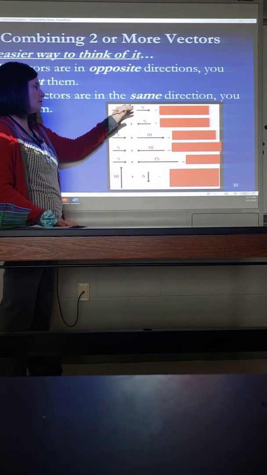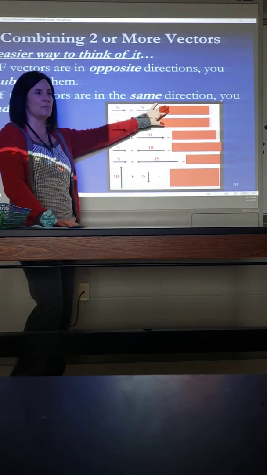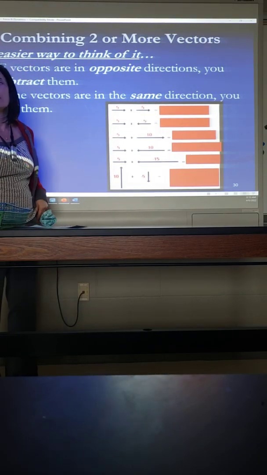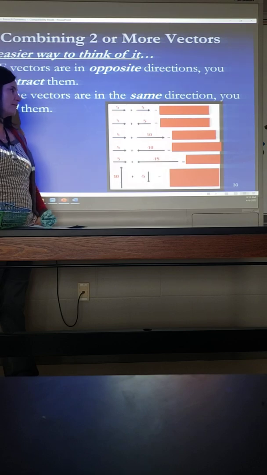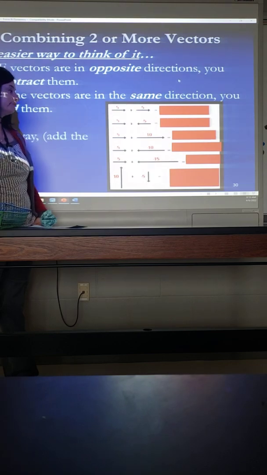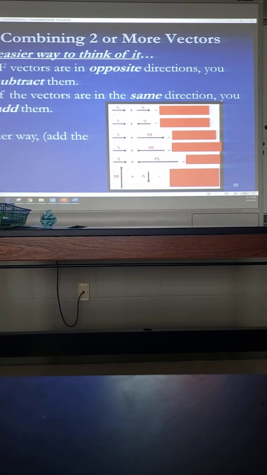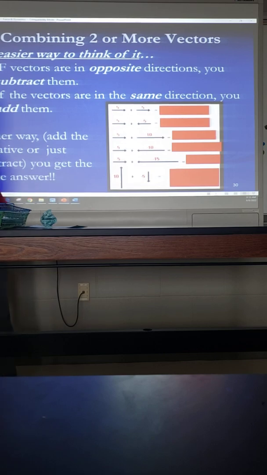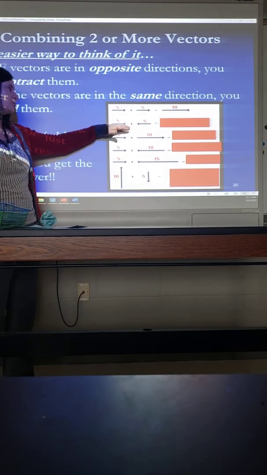So if I have two that are going in the same direction, what am I going to end up with as my resultant over here? What do you think, Austin? What's 5 plus 5? 10. Either way, if you add the negative or just subtract, you're still always going to get the same answer. So do it whatever way you're comfortable. Austin told us that when you combine those, you're going to get a net force or a resultant of 10 newtons.